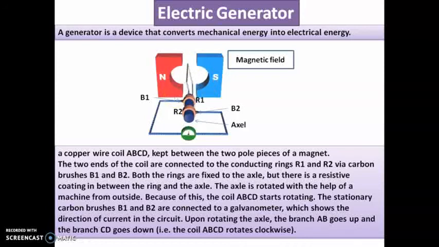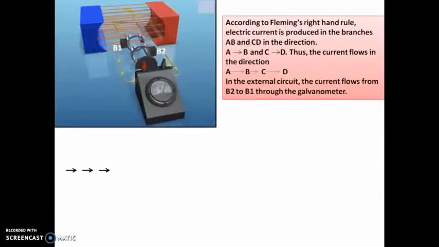Now this construction is very similar to that which we studied in the electric motor. So now let's go to the working. According to Fleming's right hand rule, electric current is produced in the branches AB and CD in the direction A to B and C to D. Because of this magnetic field, electric current is produced in the branches AB and CD.